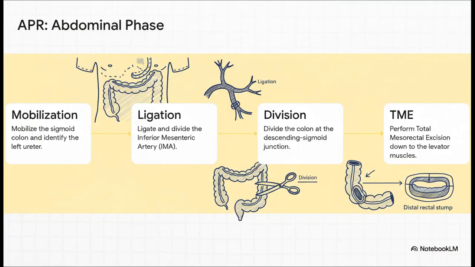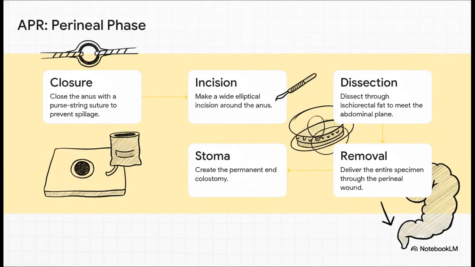The abdominal phase of an APR looks a lot like the beginning of an LAR. We do the same colonic mobilization, we identify the ureters, we do the high ligation of the IMA, and we perform a total mesorectal excision. The key difference is where the dissection stops. Instead of getting ready for anastomosis, we take the dissection all the way down to the levator ani muscles, the pelvic floor. The proximal colon is divided, but the distal end is left attached to the rectum, ready to be removed from below.